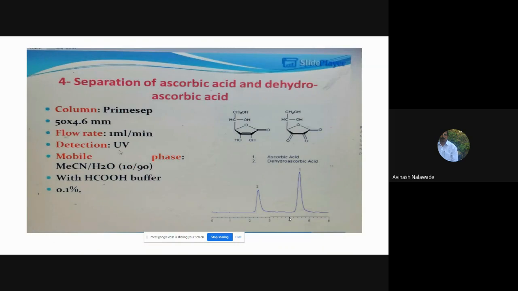Then separation of ascorbic acid and the dehydroascorbic acid. See here the structures of the ascorbic acid and dehydroascorbic acid. So we can separate it easily by using HPLC. So first initially dehydroascorbic acid shows its presence at this particular retention time, and then the actually ascorbic acid. So this is the separation.